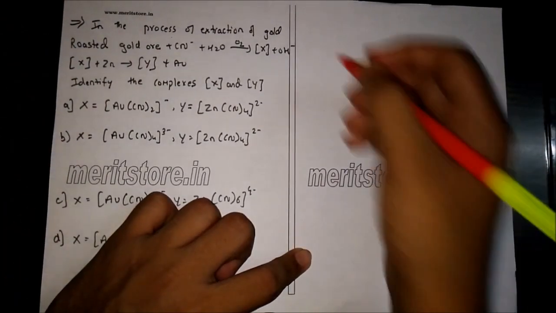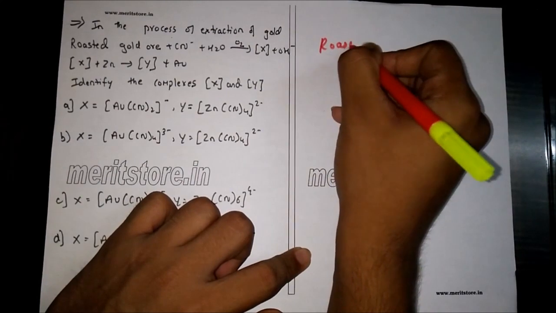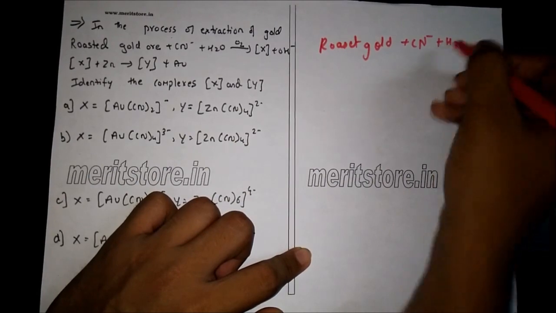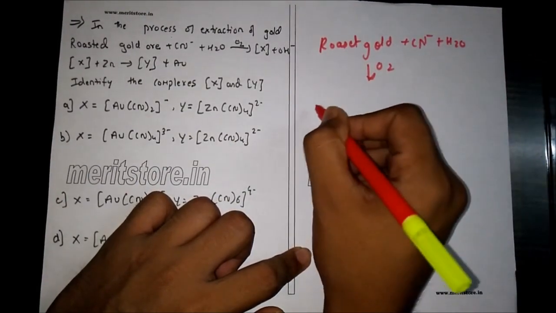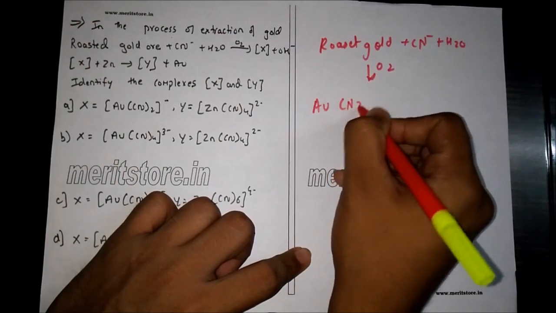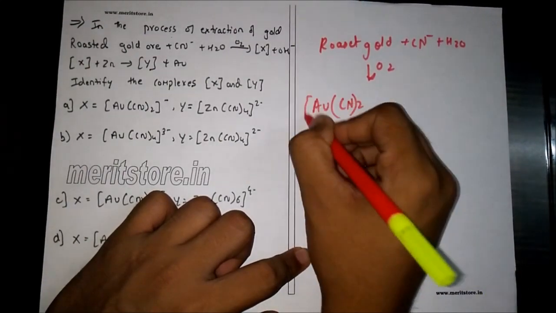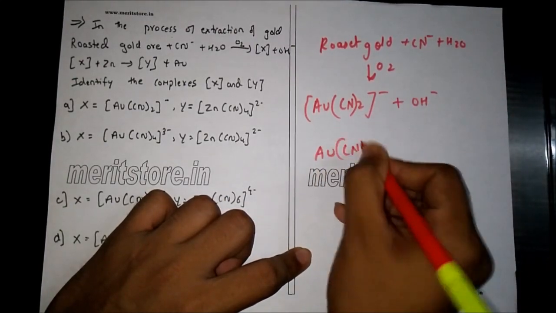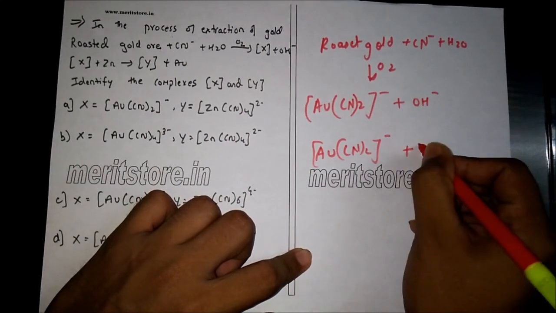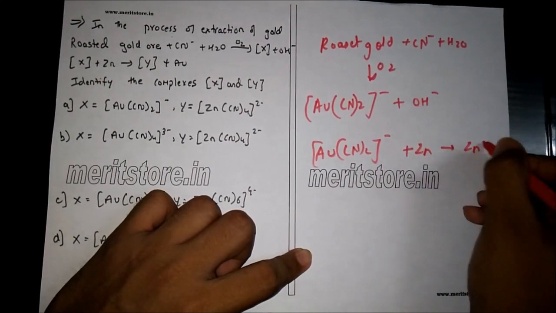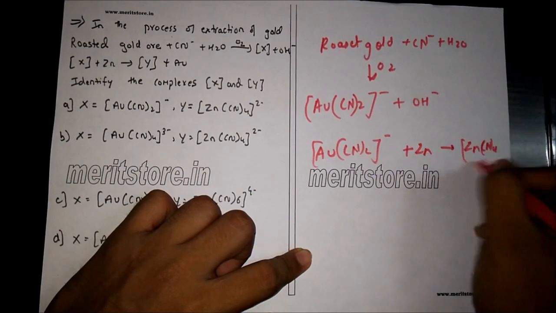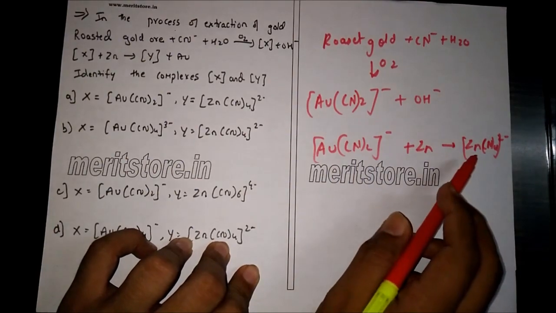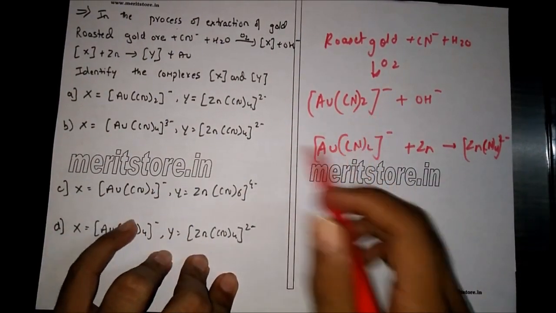So now let's look at what reaction takes place. Now, when roasted gold is treated with CN- and H2O, it undergoes a reaction in the presence of O2 and gives rise to [Au(CN)2]- plus OH-. And when this [Au(CN)2]- is treated with Zn, it gives rise to [Zn(CN)4]2-. Therefore, X and Y are [Au(CN)2]- and [Zn(CN)4]2-, which is option A.